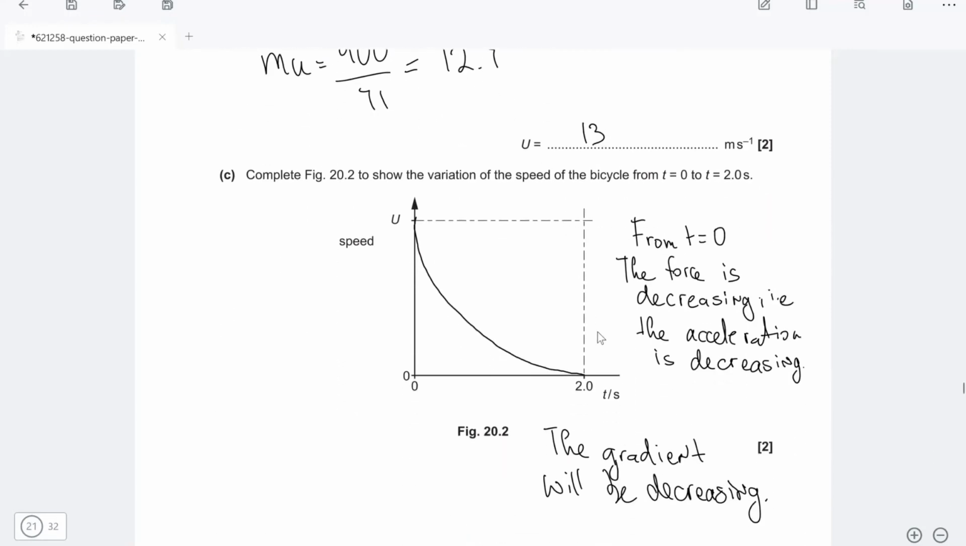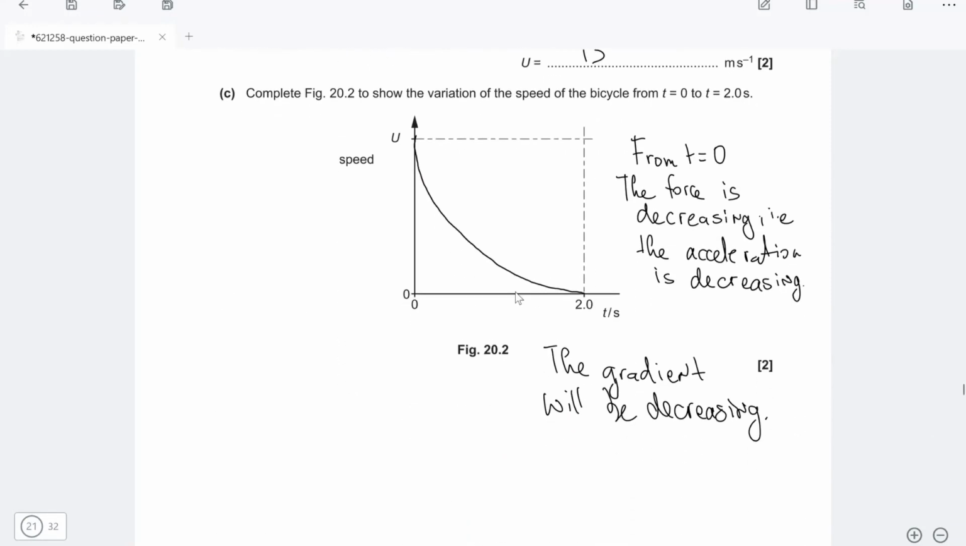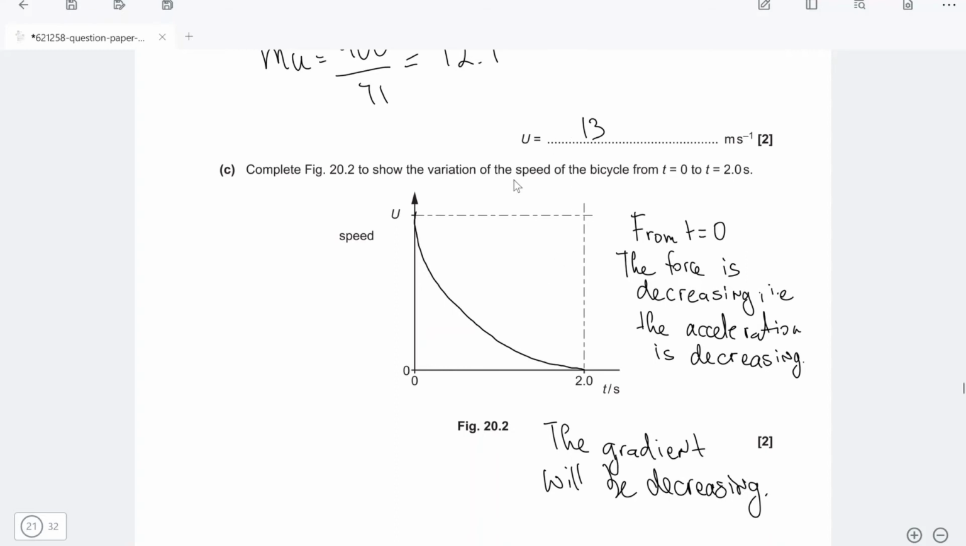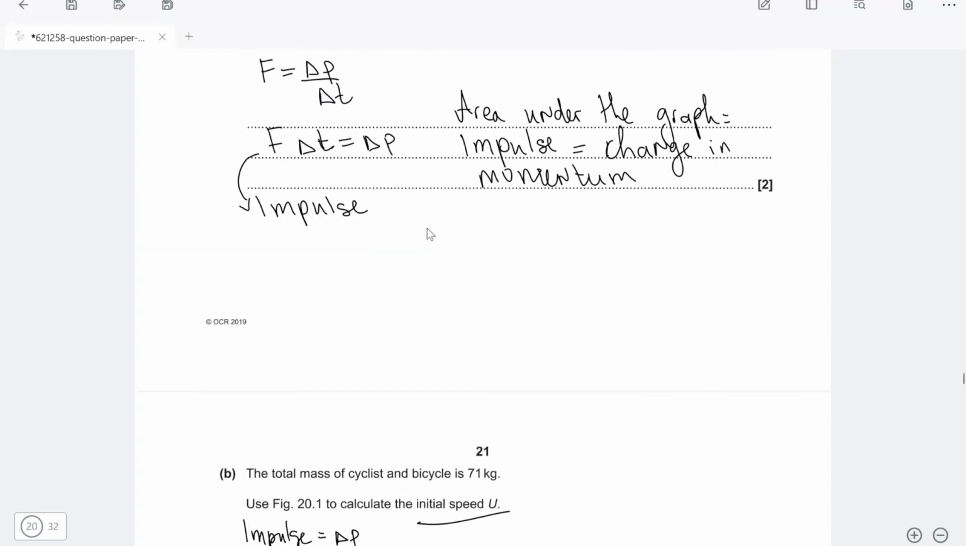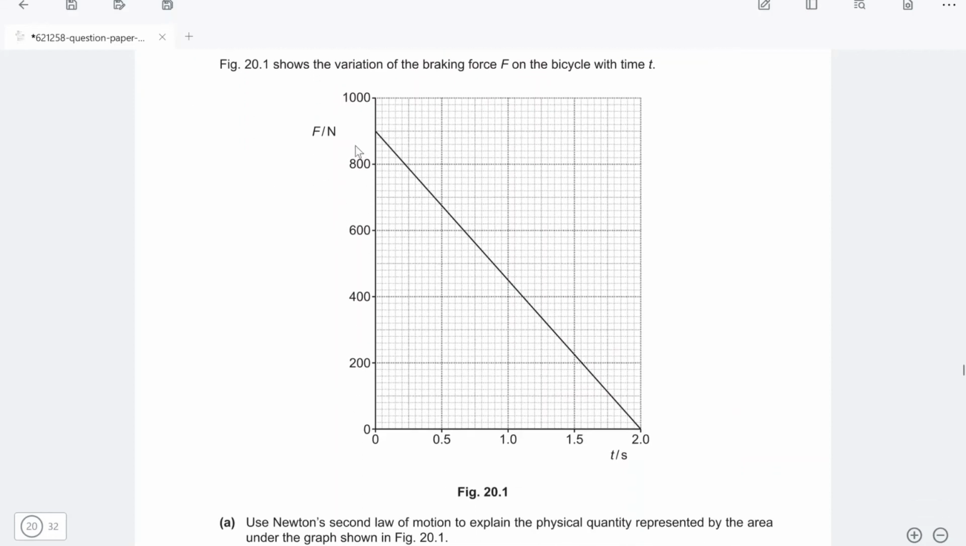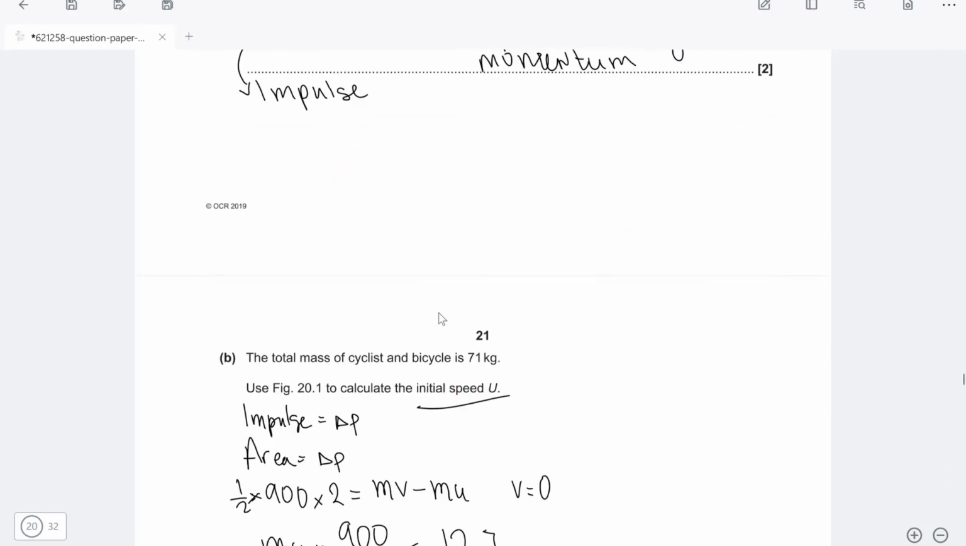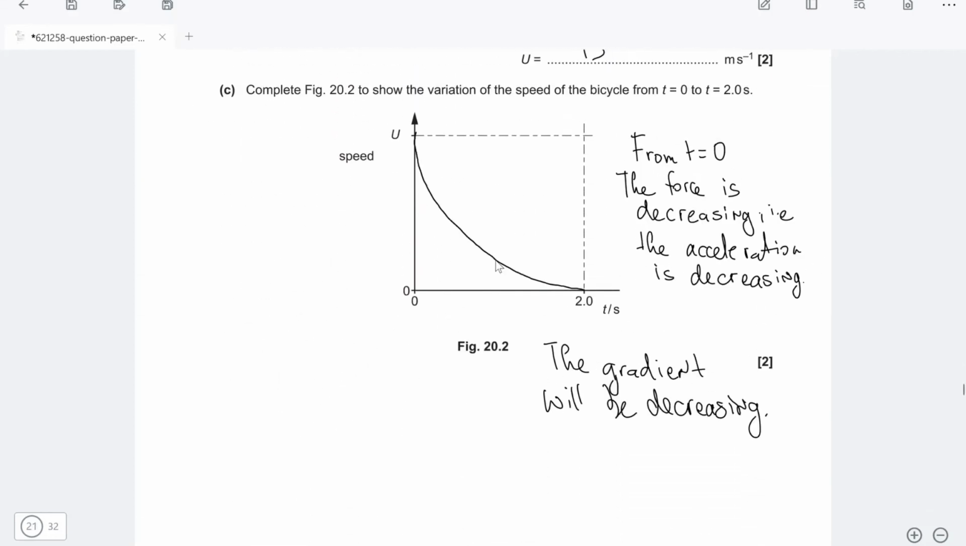Part C. Complete the following figure to show the variation of the speed of the bicycle from t is equal to 0 to t is equal to 2 seconds. Well, the force during this time is decreasing. You can see that in the graph above. If the force is decreasing from t is equal to 0 to t is equal to 2 seconds, then the acceleration will also be decreasing.